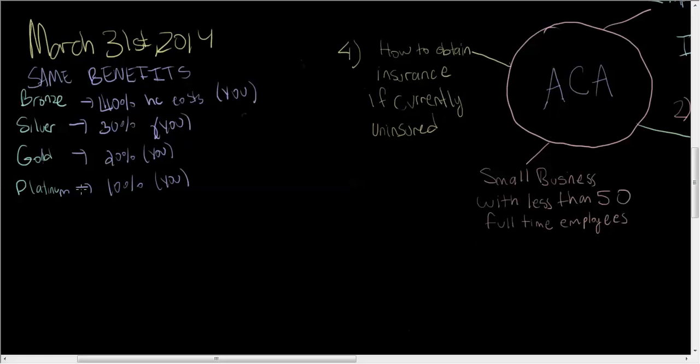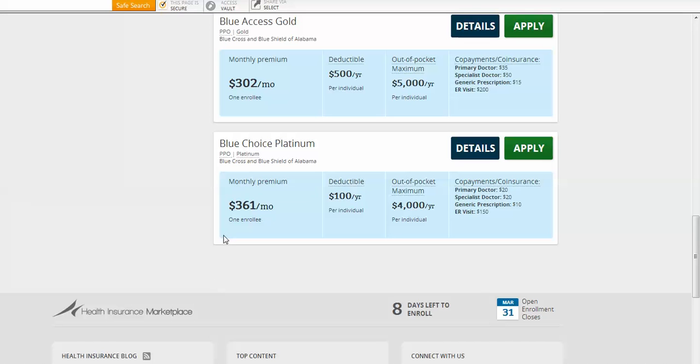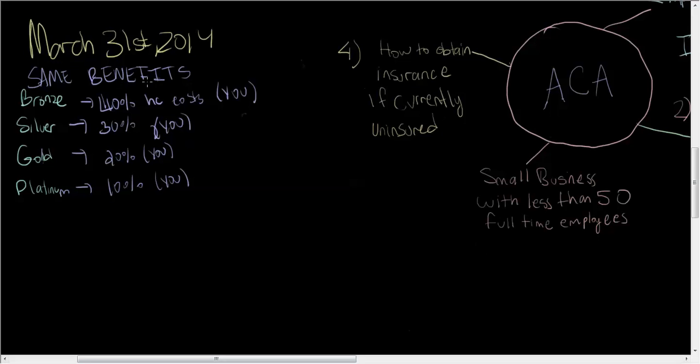So if you are a young, healthy person and you don't use a lot of healthcare, you want a plan with low premiums, because you don't mind paying a higher percentage of your healthcare costs since you don't have a lot of them. So that's basically how this plan system works. These have the lowest premiums.